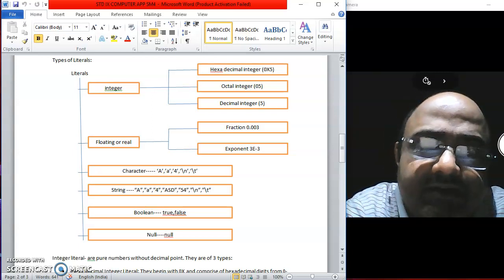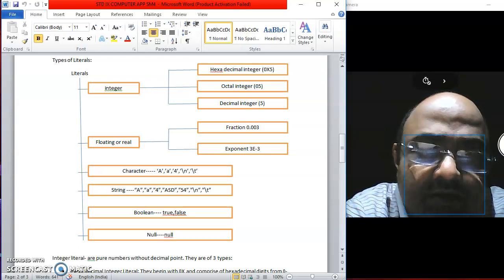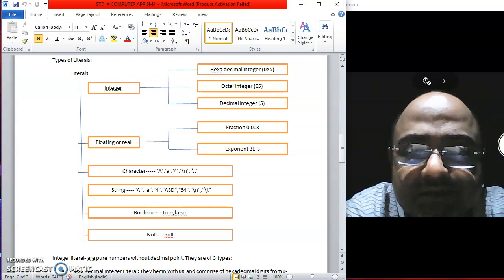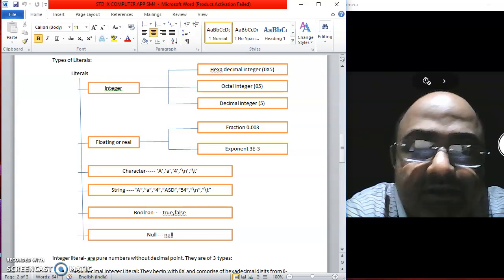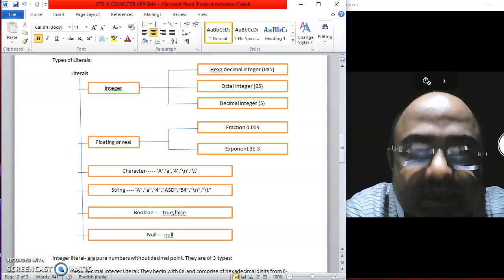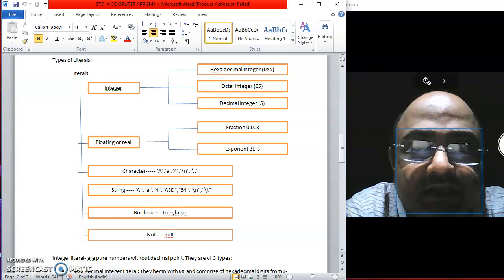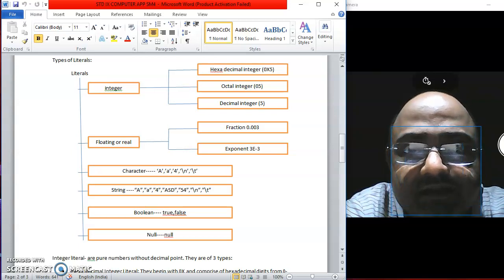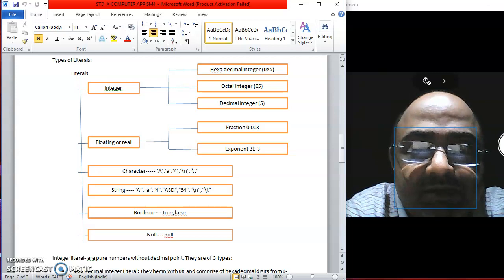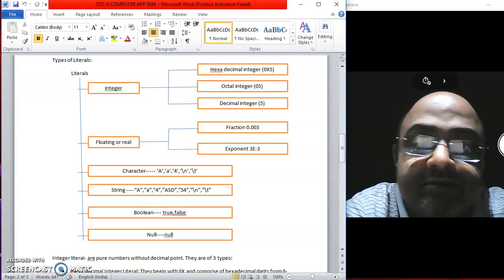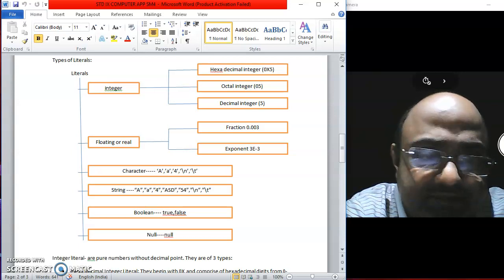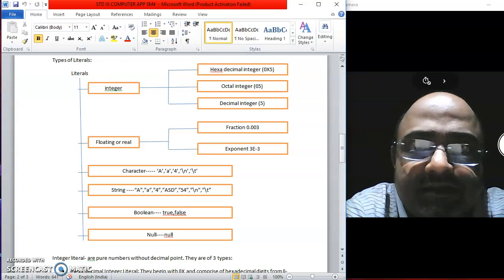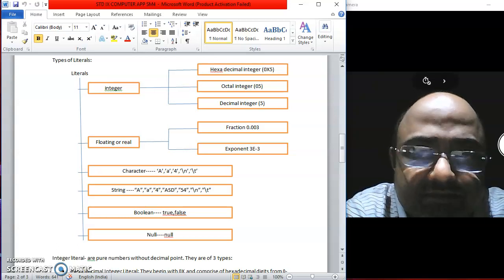Now, what are the different types of data? So as per Java, data are of so many types. You can see the list on the side screen, and I have categorized them as literals. The broad classification is that literals are first of integer types, then floating or real types, then character types, then string types, and then boolean, and then null. One by one I am going to discuss and tell you.